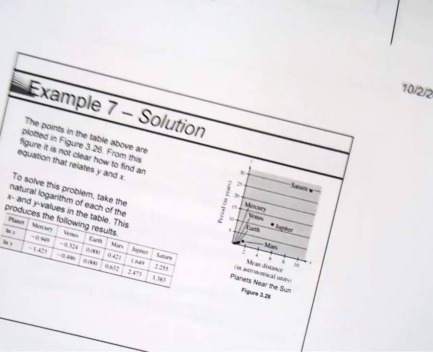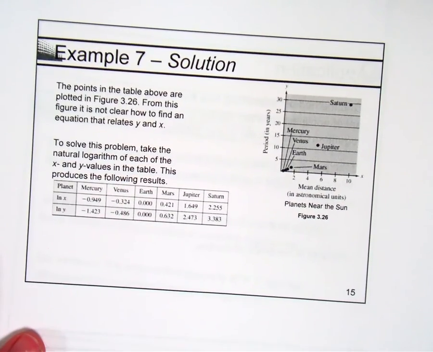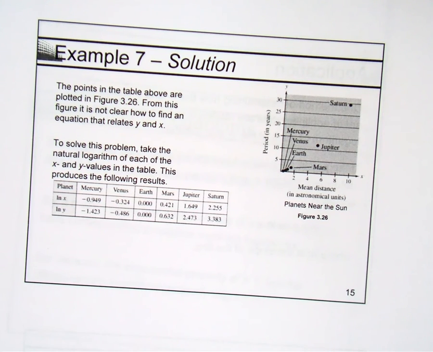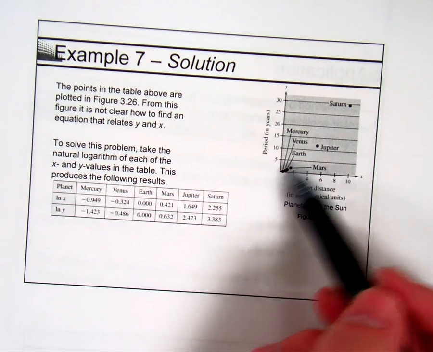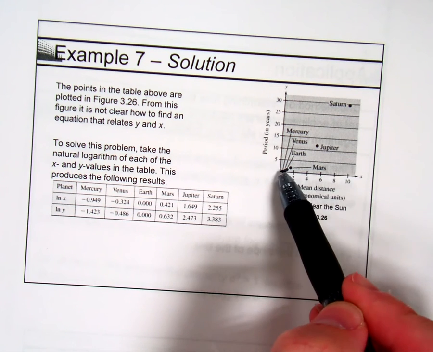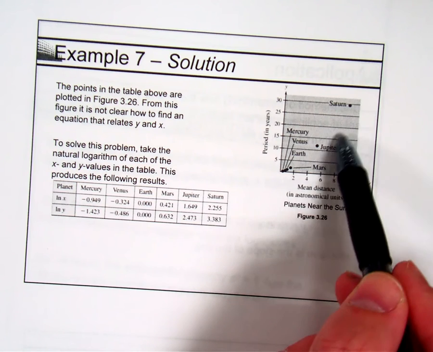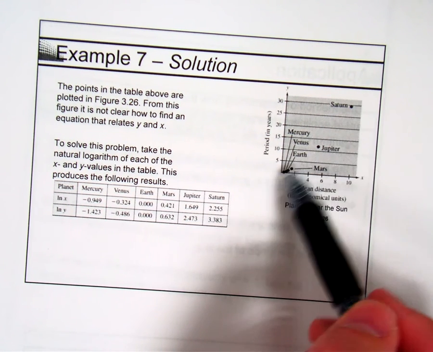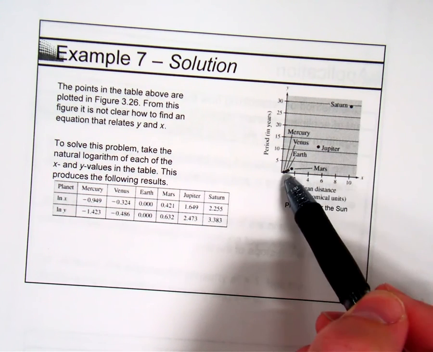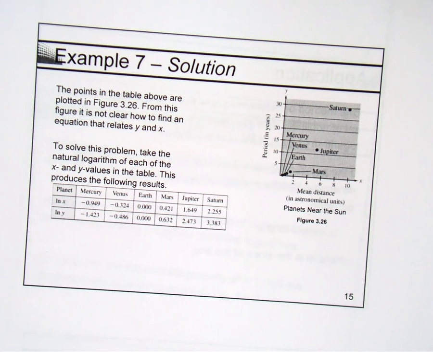Okay, so if you look at the next slide, you can kind of see here that it's not completely obvious as to how they're related. These are all really close together, and then we start getting big jumps, right? We start getting big jumps over here with Jupiter and Saturn. So it's like, I don't know, is it a straight line like this? Is it more like an exponential curve up there? What do we have going on?